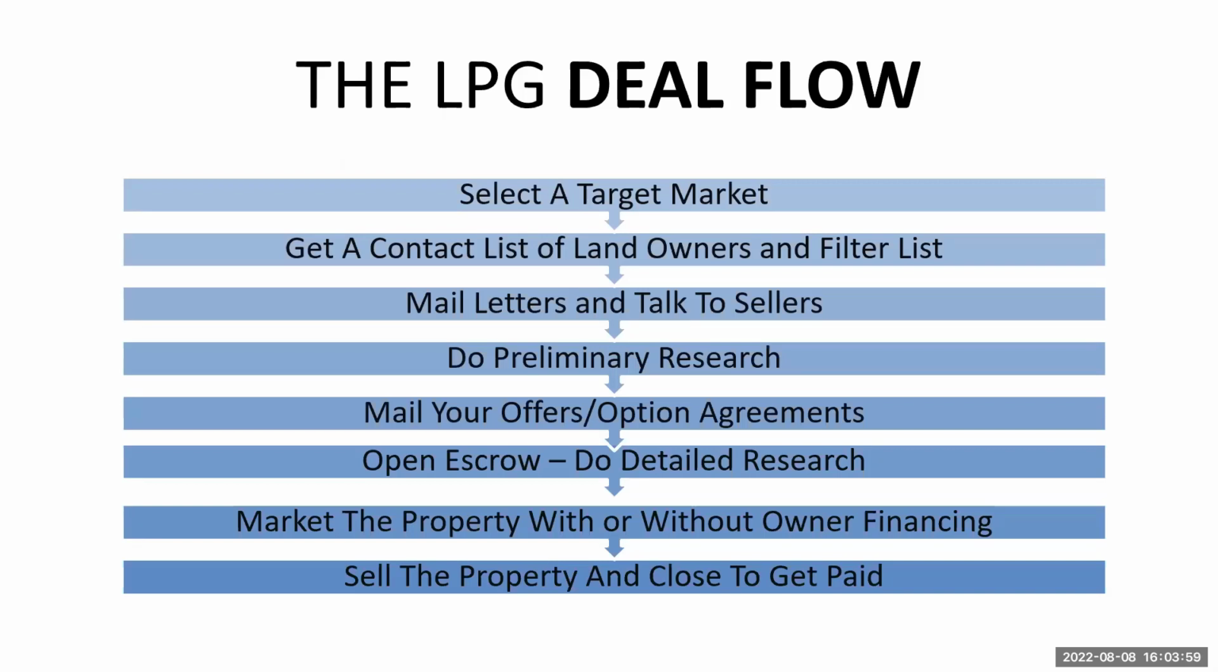Okay, so once you have the list and you have filtered and imported it into your system, next, what you need to do is mail the letters out and talk to the sellers. So you will be mailing out your neutral letters, and then you would be getting some interest back, hopefully, from sellers, people interested in selling their property. And then you will want to talk to them. They will ask for an offer for the property. So you want to do some preliminary research on the property, so you can come up with a good offer for such property.